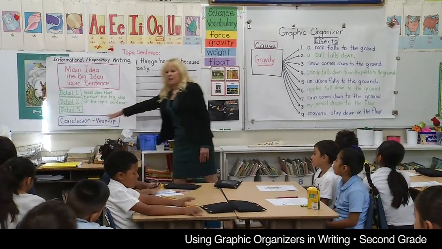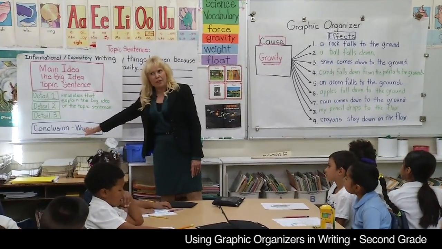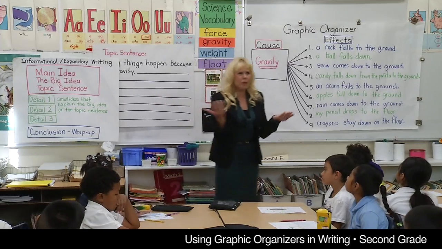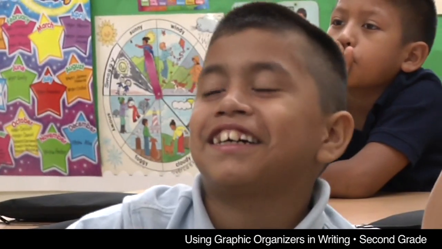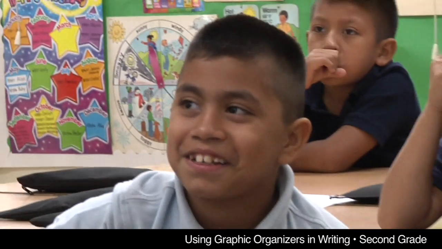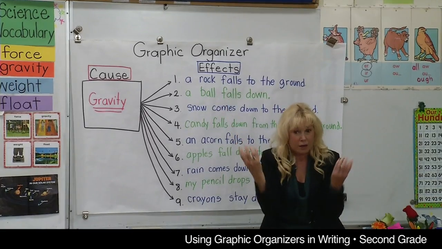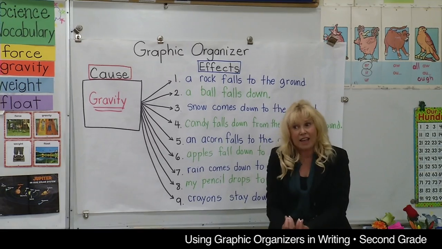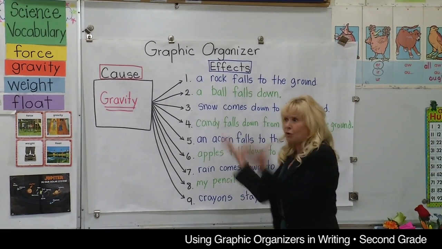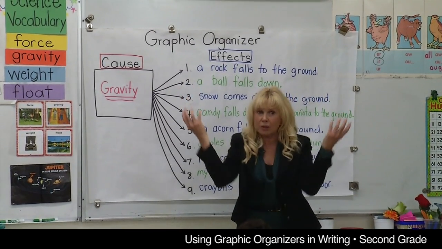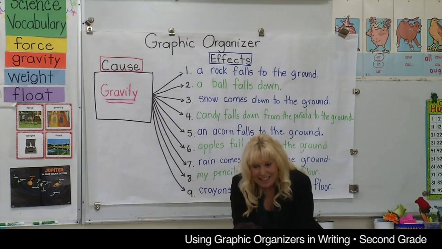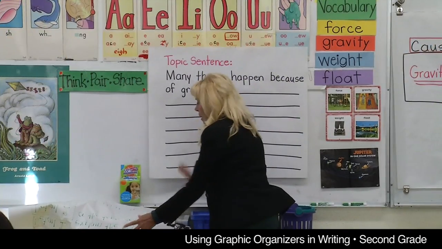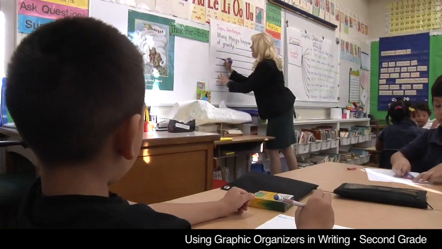I want to explain what this means, this conclusion. The conclusion is what did we learn? What did we learn about gravity? Gravity is always doing what? Pulling things down. So that's what we're going to write at the end. That's what we learned from all this. Gravity always pulls things down. That's right. I'm going to write it out up here, the conclusion. Oh, I heard a lot of you saying it.